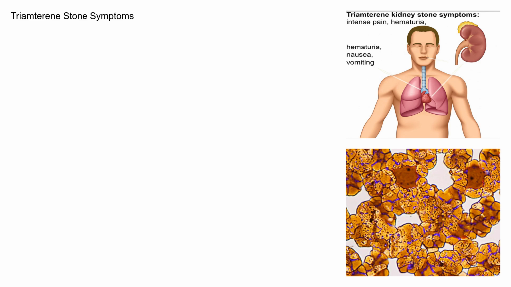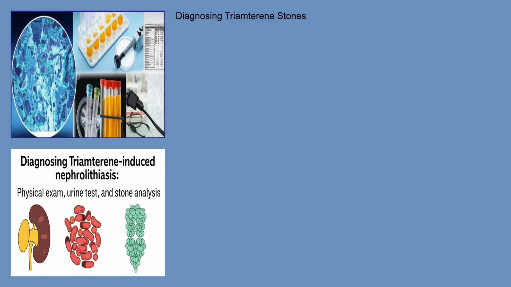The signs and symptoms of Triamterene stones are similar to those of other kidney stones. These can include severe pain in the side or back, often radiating to the groin or lower abdomen. This pain, known as renal colic, can come in waves. Other symptoms may include blood in the urine, nausea, vomiting, frequent urination, painful urination, and if an infection develops, fever and chills.